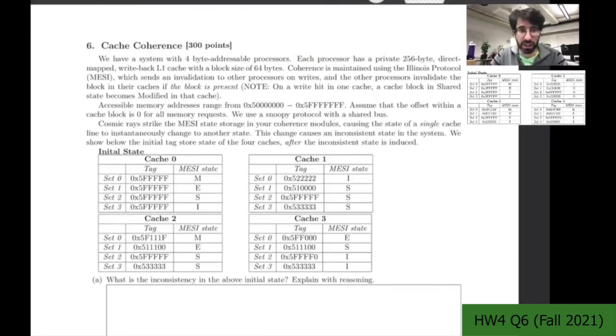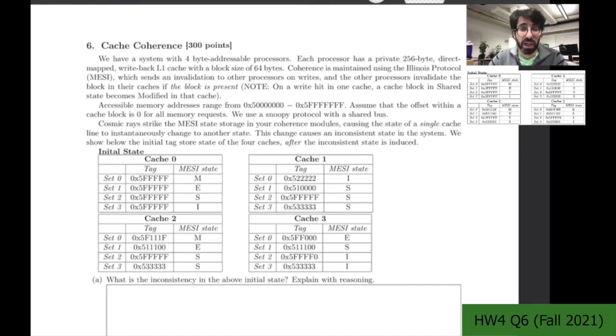Okay, I'm going to solve question 6 in homework 5. The question says the following. We have a system with 4-byte addressable processors. Each processor has a private 256-byte write-back L1 cache with a block size of 64 bytes. Coherence is maintained using the Illinois protocol, or the MESI protocol, which sends an invalidation to other processors on writes, and the other processors invalidate the block in their caches if the block is present. As a note, on a write hit in one cache, a cache block in shared state becomes modified in that cache.